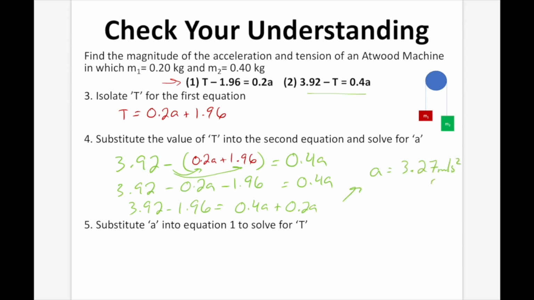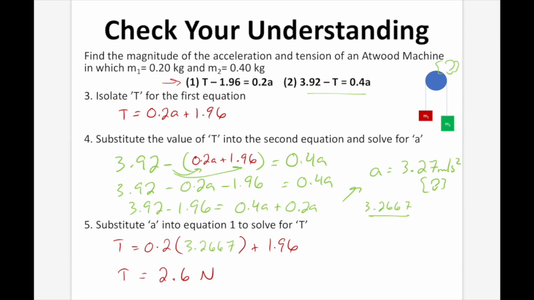squared. And we're going to say clockwise, because we know it's going to go like this, and that is clockwise. We're going to substitute A into equation 1 and solve for T. So equation 1 is T equals 0.2A plus 1.96. We're going to take our A value, and this A value actually was 3.266. So we can use that number right there. So 3.2667, and that gives us a T value of 2.6 newtons. Now we need 2 sig digs in our answer, so our final answer for T is 2.6, and for A, it should be 3.3 meters per second squared clockwise.